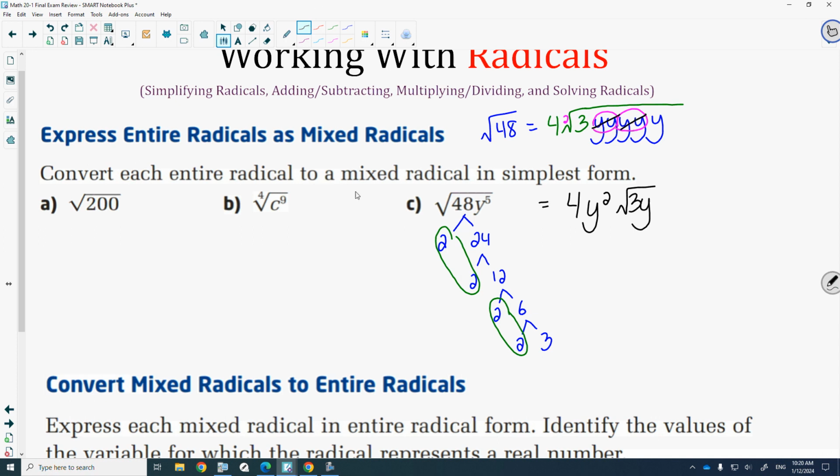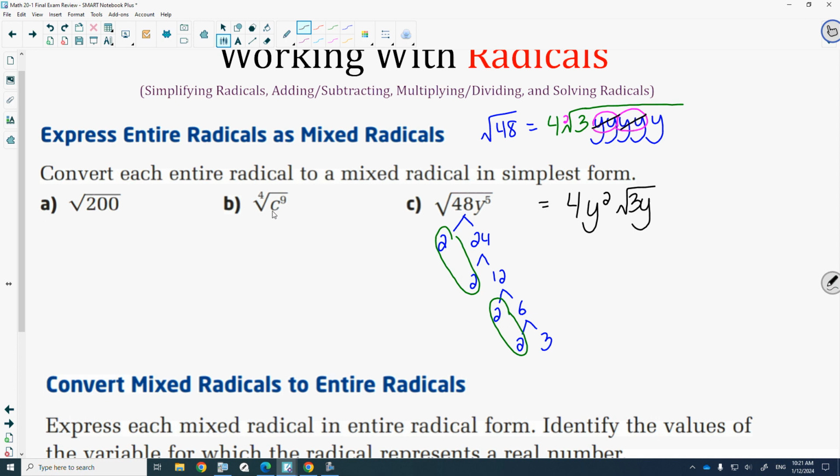This one here, many of you could actually probably visualize this in your head. You'd have 9 c's. Edie, you would circle them in groups of what? In groups of 4, yep. For every group of 4, you would take out 1.